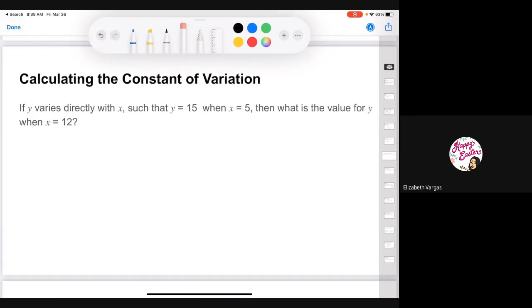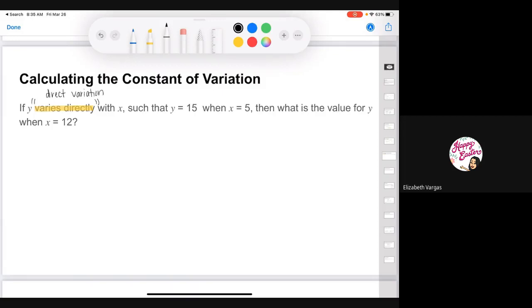So there may be instances in which you're already given the constant, but there may be instances when you're asked to find the constant. So this one says, if y varies directly with x. Basically, if you see the statement varies directly, then you'll know you have a direct variation. If y varies directly with x, such that y is equal to 15 when x is equal to 5, then what is the value for y when x is equal to 12?